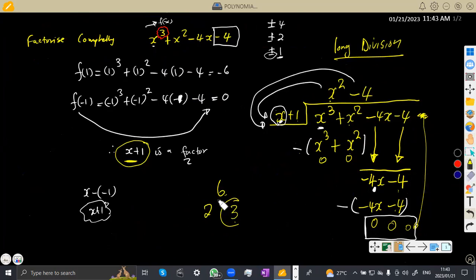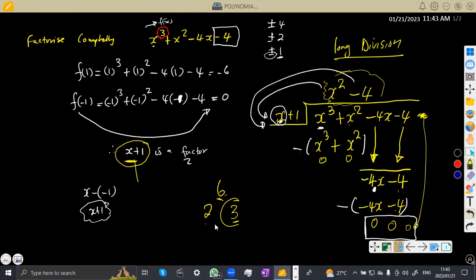Remember what I told you? If you divide the number by its factor, you obtain a factor. So when we divided this expression by x plus 1, we obtained x squared minus 4, the one that is on the top. This is your answer. So it means it's a factor also. So x plus 1 is a factor, x squared minus 4 is a factor.